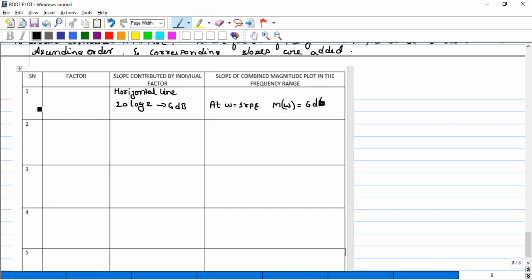So here the first factor is 2, followed with the second factor 1 by s, and I will add one more line. Okay, construction line, where I need to represent the corner frequency. So for these two, there is no corner frequency. So what is the slope if it is 1 by s? So let us check the table.